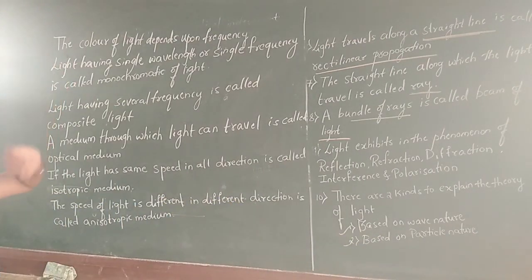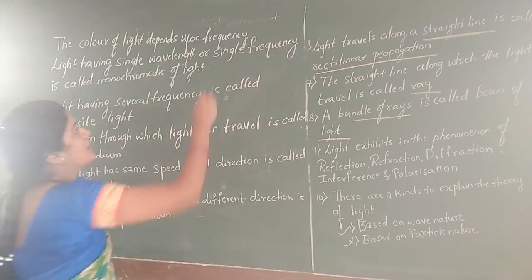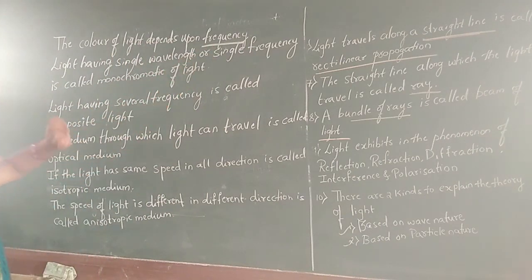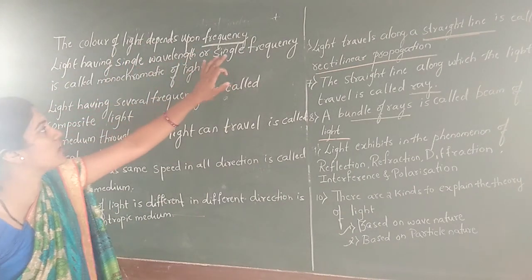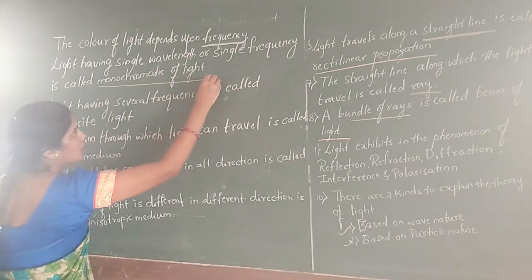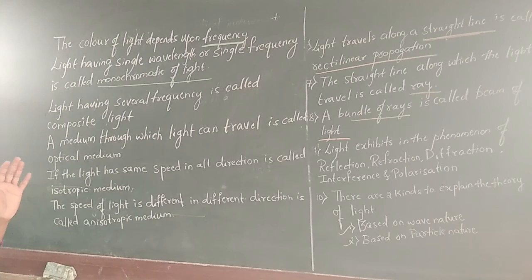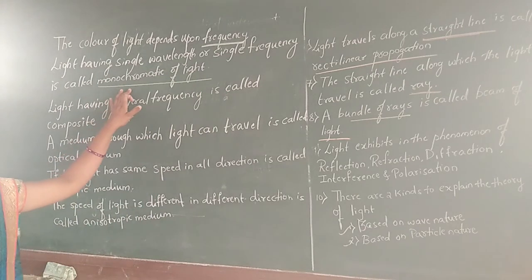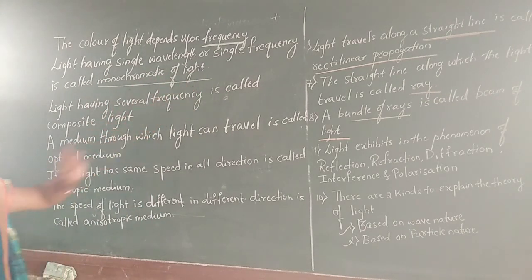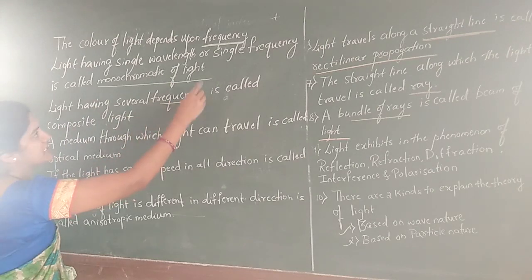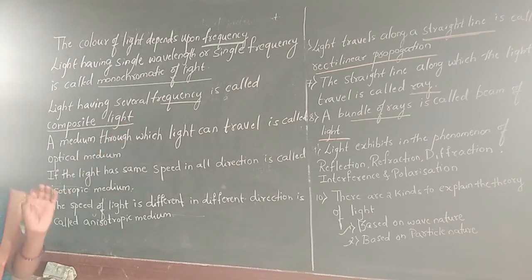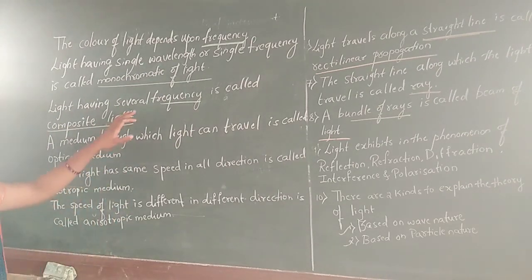Next, the color of the light always depends upon its frequency. Light having a single wavelength or single frequency is called monochromatic light. A single wavelength means only one wavelength is present. Light having several frequencies or several wavelengths, more than one frequency or wavelength, is called composite light.